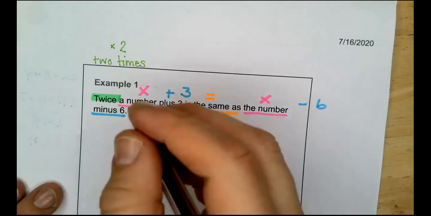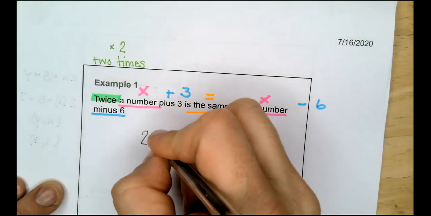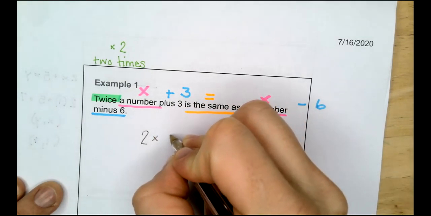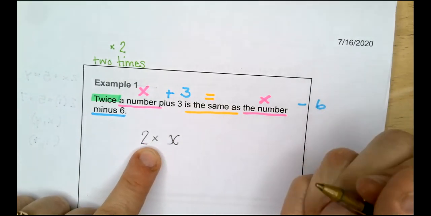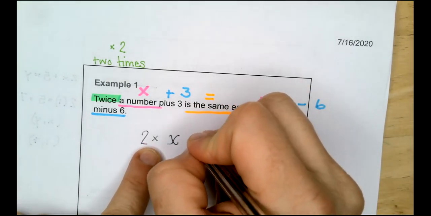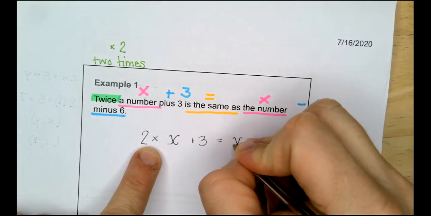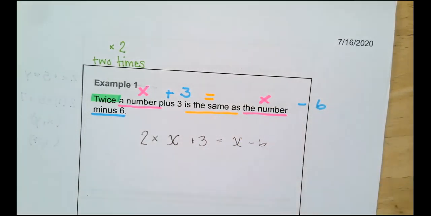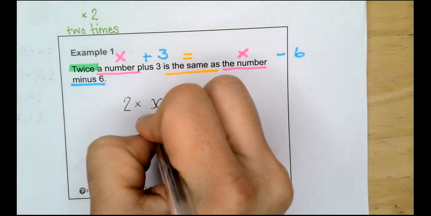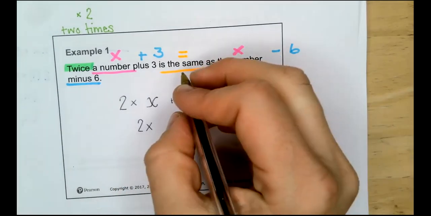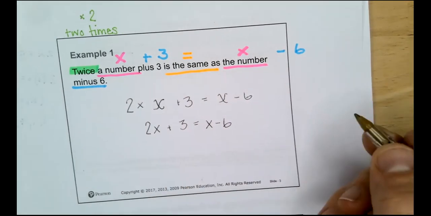I would write that as 2 times a number. You can draw a dot if you want. I'll make my x a little bit fancy because I made a multiplication sign, which is not good in algebra. Plus 3 is the same as that number minus 6. Good? 2 times x, the best way to write that is just right next to each other. 2x plus 3 equals x minus 6. Good?